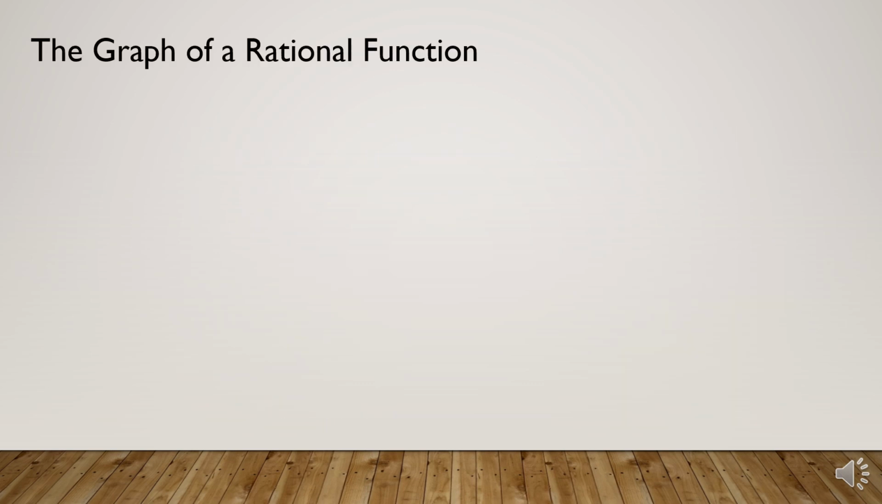The graph of a rational function. Given f of x is equal to ax minus b all over cx minus d, you have observed that both the numerator and denominator are of degree 1. In this case, there are two possible graphs that we can sketch.